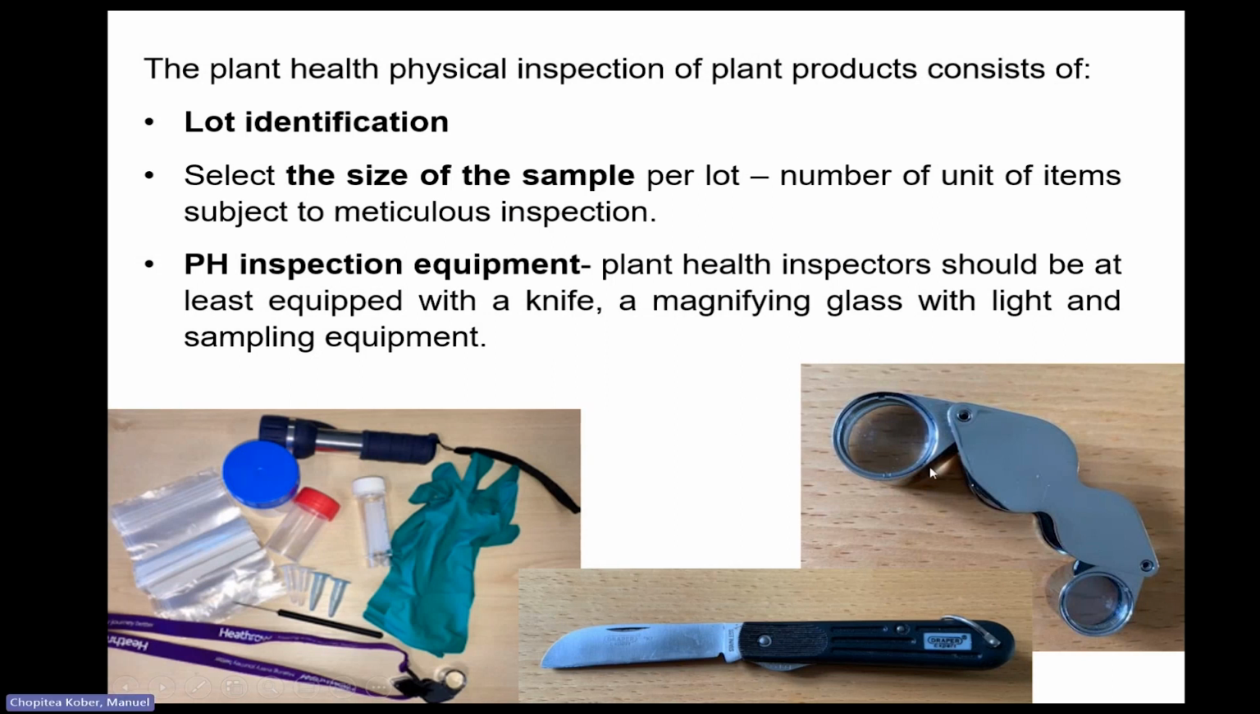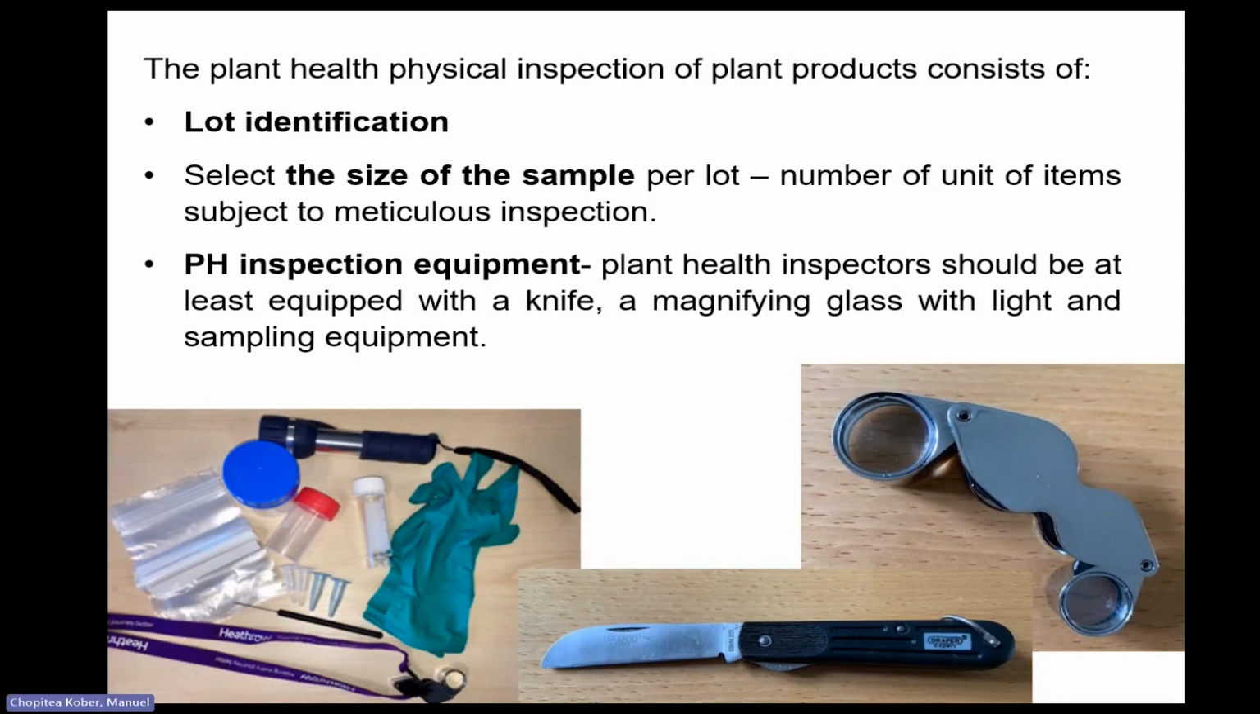So this is the equipment for inspection, I mean, what inspectors are using. A magnifying lens to identify small insects and try to identify them in the field. But if they find anything, they will send it to a lab to confirm whether it is a quarantine pest or a threat or not. And a knife to cut through.